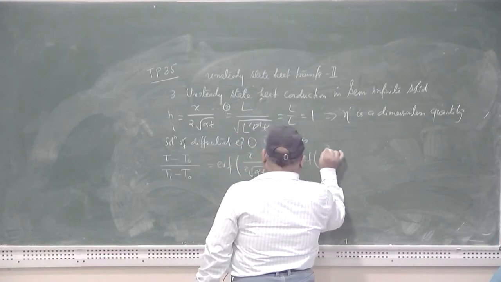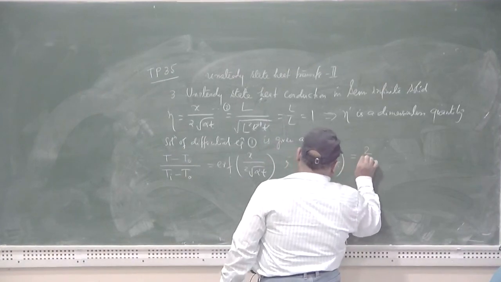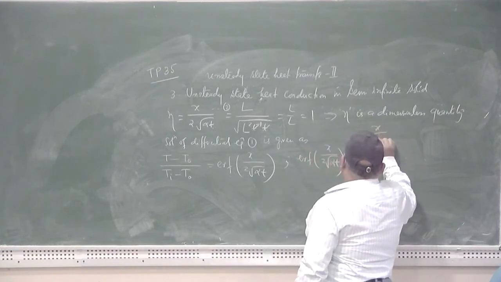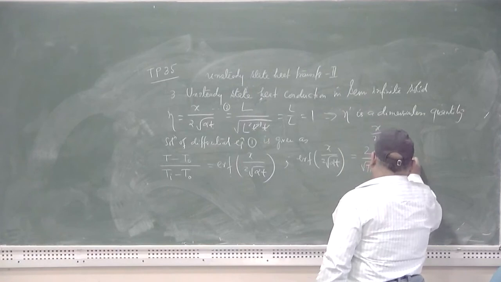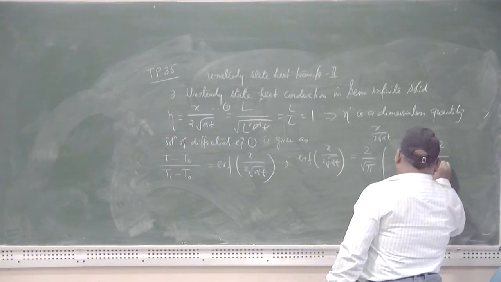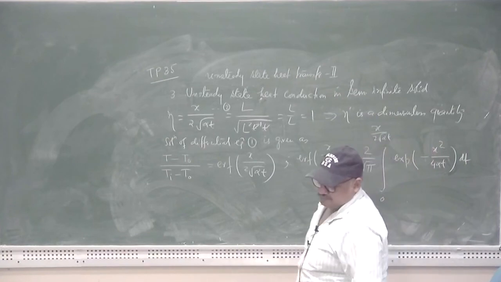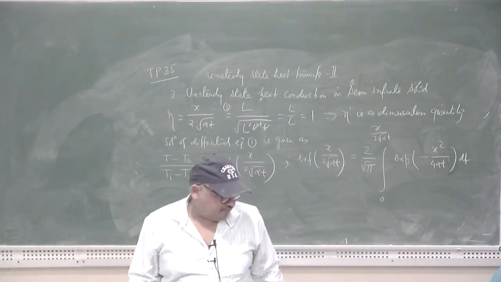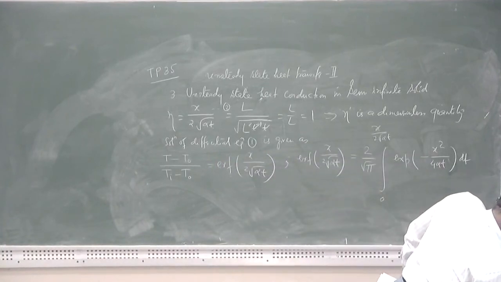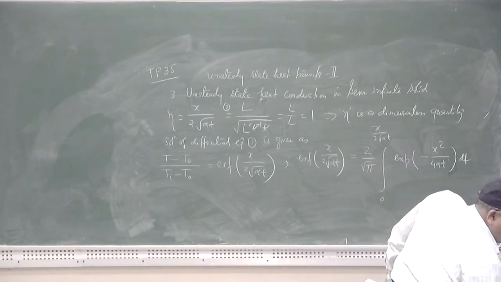this quantity error function, a special function in mathematics. This is defined as 2 by under root pi, integration from 0 to x divided by 2 under root alpha t, exponential of minus this quantity square, minus x square by 4 alpha t, dt. This is the solution of the differential equation as encountered in the case of heat transfer in a semi-infinite solid.